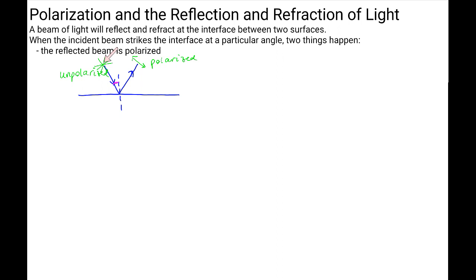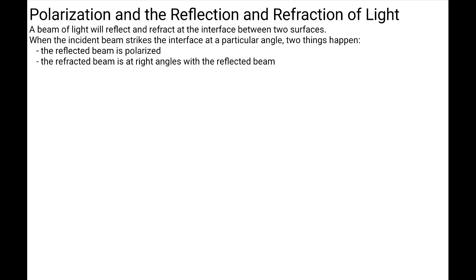So we're starting out with light that is unpolarized, meaning that the electric fields of the light fluctuate sinusoidally, but in every which direction. The light beam strikes the surface, and when it reflects, only one direction of electric fields will be reflected. So you only see the polarized light. So this is one thing that happens under this special angle. The other thing is that the refracted beam is at right angles with the reflected beam.